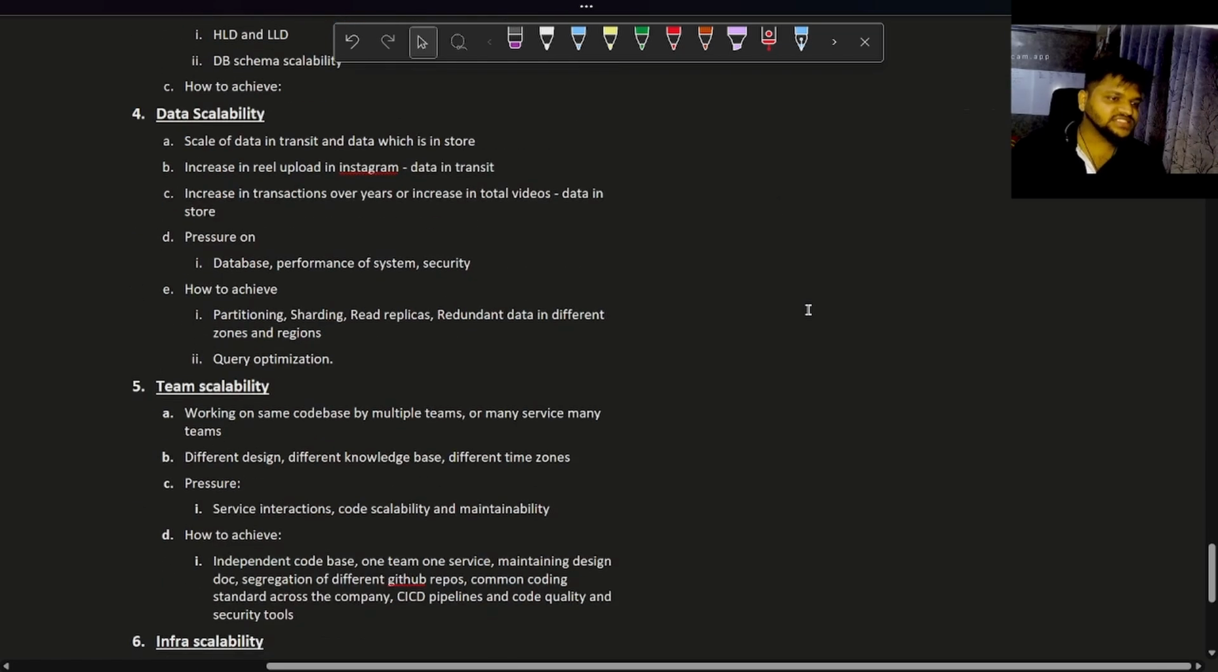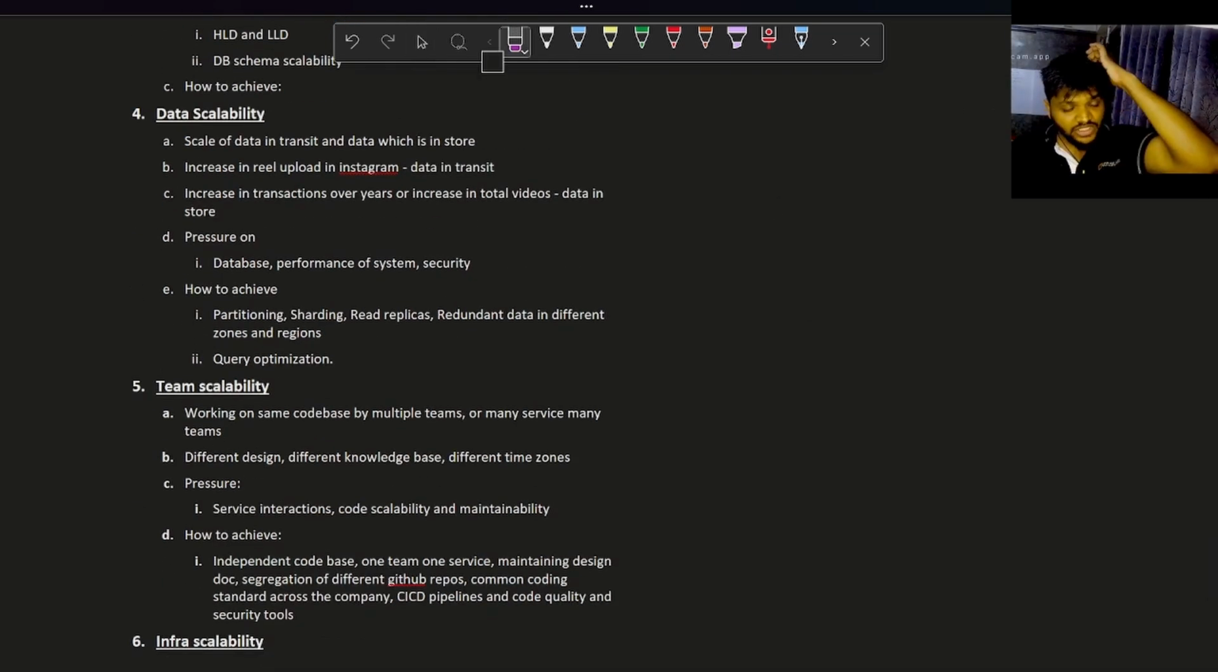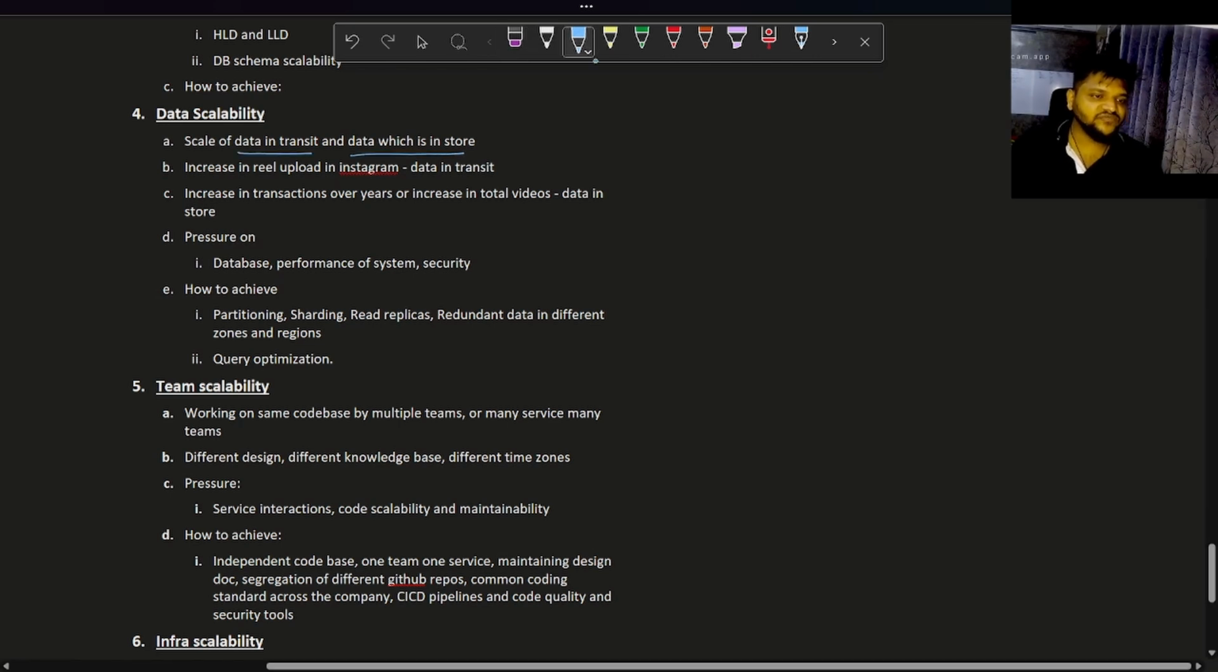So what does data scalability mean? When I'm talking about data scalability, it has two aspects. One is when the data is in transit, and the other is when the data has already been saved in some kind of storage mechanism. What do I mean by data in transit? So you can see these two points: data in transit and data which is in store.